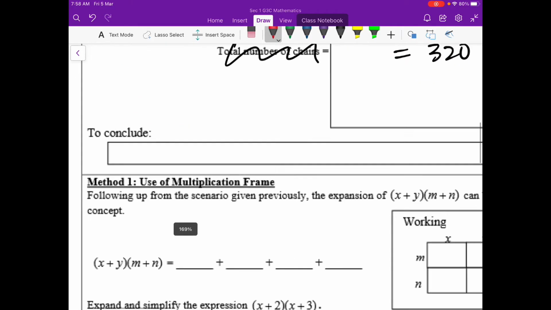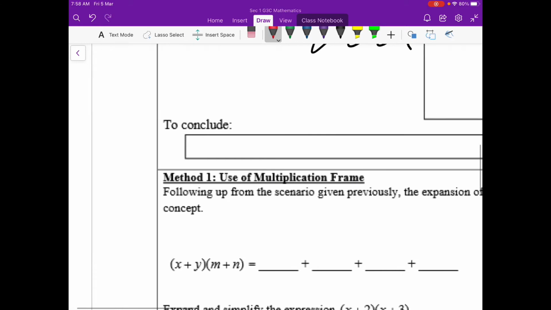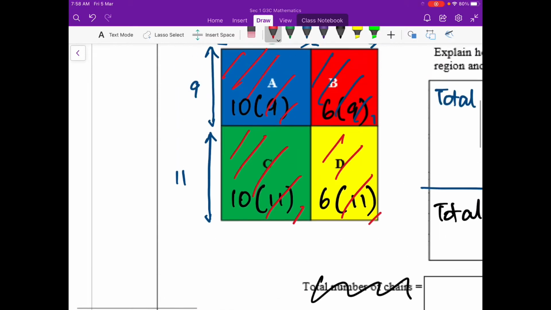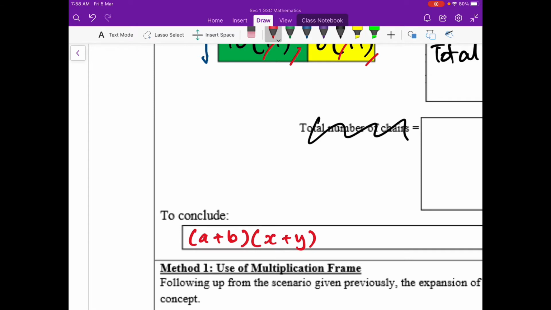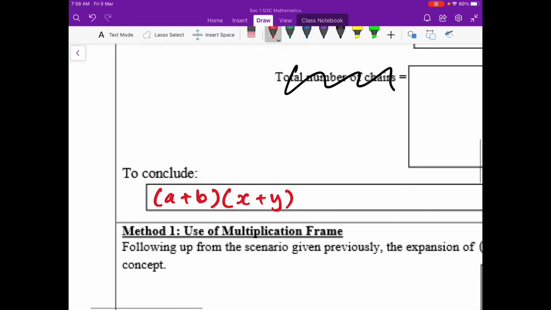Okay, so to conclude, you need to fill in this blank over here. A plus B multiplied by X plus Y. Instead of just numbers, we used, what was it in our example? We used 10 plus 6 times 9 plus 11. Instead of that, whatever the numbers they are, let's generalize it to become A plus B times X plus Y. Keeping in mind that any one of them could be negative numbers also. So here we have our expansion.